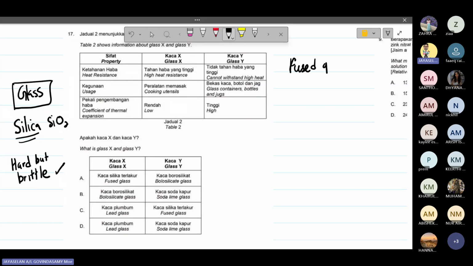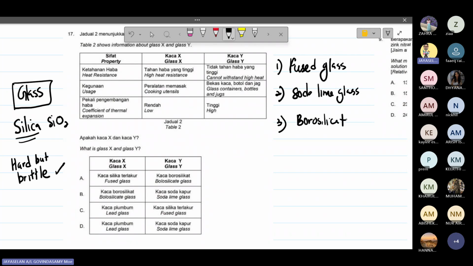Alright, so now bila dia kata we have 4 types of glass. Number 1, fused glass. Fused glass, telescope lens lah, all that we already learned. Okay, number 2 is known as soda lime glass. Soda lime glass, ingat botol lah. Okay, glass container yang untuk makan nasi semua, all that, or mirror also can.